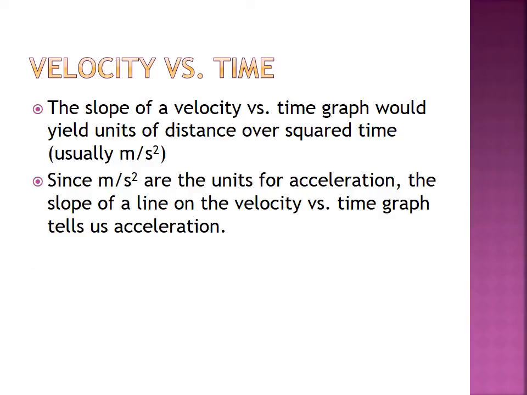When we have graphs of velocity versus time, the graph slope would tell us distance over squared time, because you'd have velocity on the y-axis and time on the x-axis. So that would give us usually meters per second squared or centimeters per second squared or some type of distance over time squared. And since that's the unit for acceleration, the slope of a velocity time graph tells us acceleration.